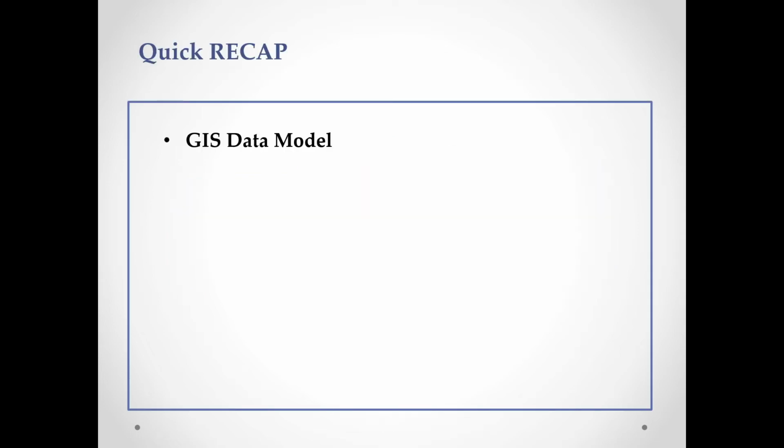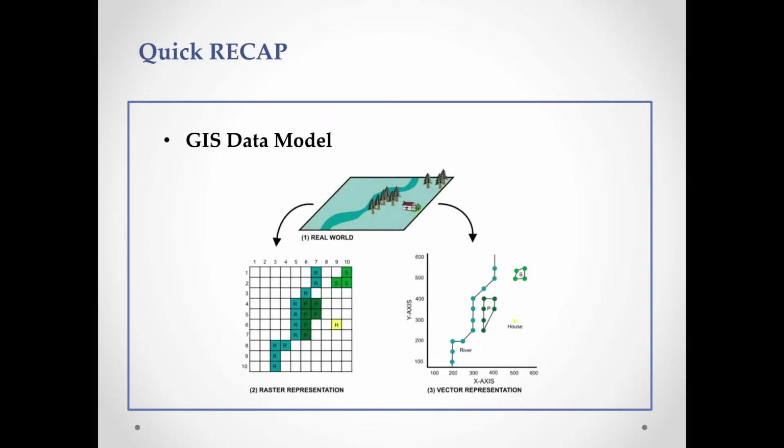Let's have a quick recap. GIS data model, and in this model we have represented the real world as per the raster representation. As you have known, this is the river, and cells were used: these blue cells are used for representing the river, these green cells are used for representing the forest area, and this yellow pixel or cell is used for representing the house of the real world as per the raster representation.